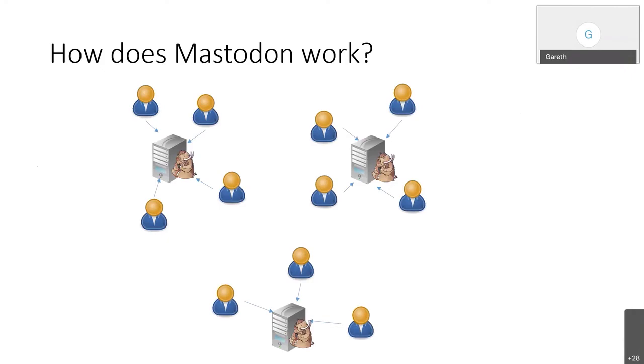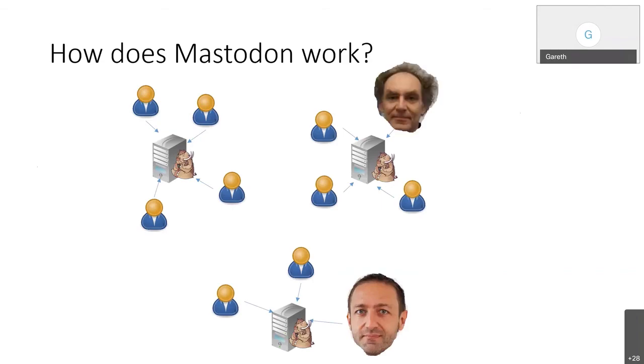Now, there's only one problem here. Imagine, for example, Daniele, who some of you might know, is using this server, and John, who some of you may know, was running that server. One of the really nice things I mentioned before about Facebook is that wherever you are in the world, if you use Facebook, you can communicate. But in this model, you can see that you have these three separate islands of communication.